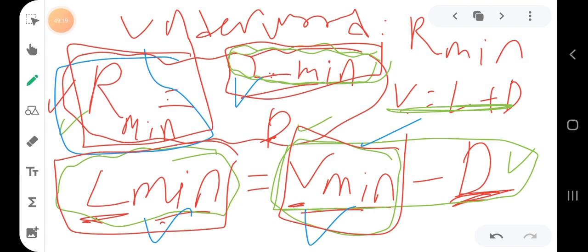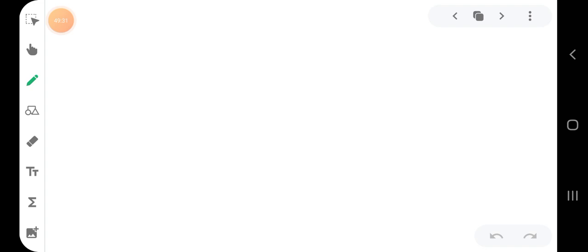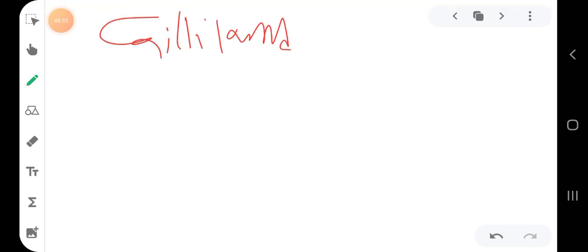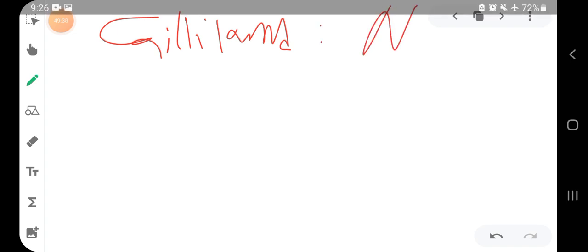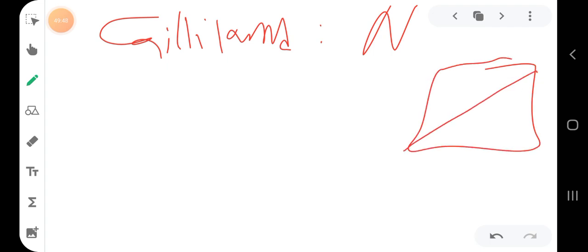Now the third thing is the Gilliland equation, which is used to determine the theoretical number of stages n, which we used to determine before using a graph. If you remember, we used this graph and then we counted the number of stages. This was before. Now we can apply this Gilliland correlation in order to get this n.